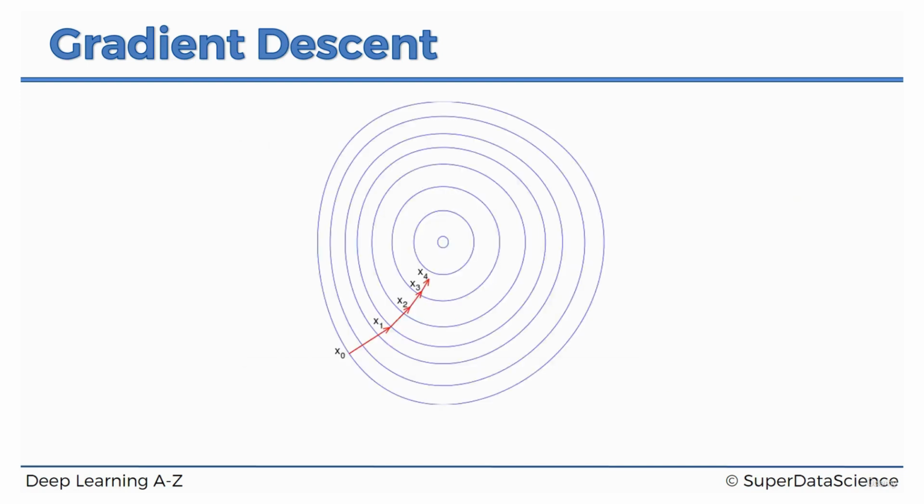So here's an example of gradient descent applied in a two-dimensional space. That was a one-dimensional example. Here we have a two-dimensional space for the gradient descent.